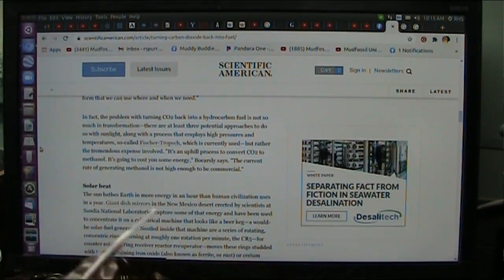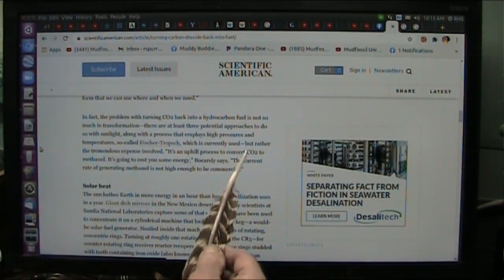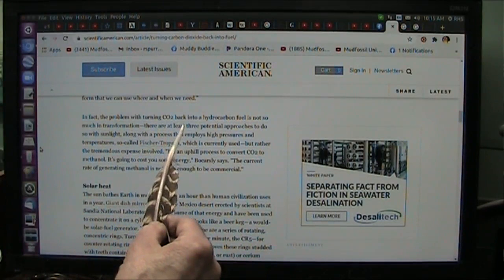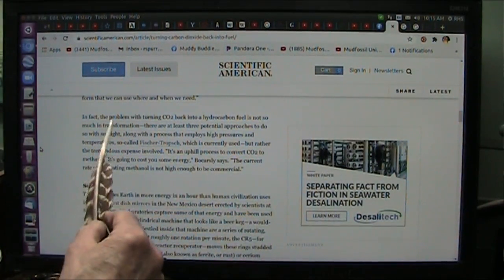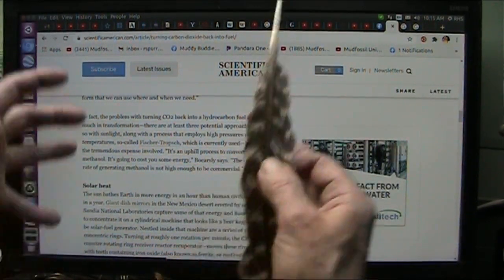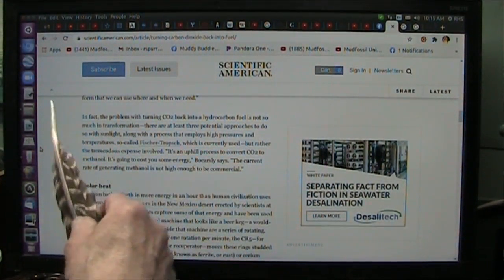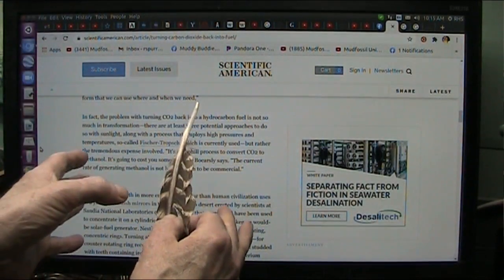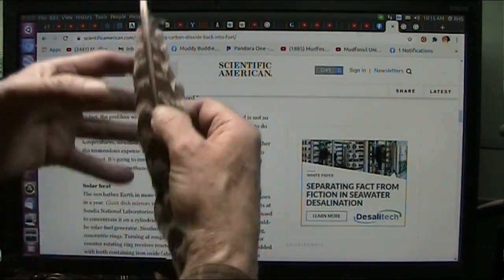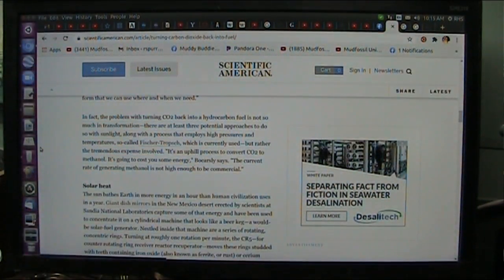Now you see right here. It's not a big problem turning CO2 back into hydrocarbon. It's just extremely expensive because they don't understand electron flood theory and the Venturi. It's in the transformation. There are at least three potential approaches to do so using sunlight, which is nothing more than electrons, along with a process that employs high pressure, which forces them to crush through like a Venturi, and temperatures. It's all related because the exact same hydrocarbons can be butane or methane or ethanol or all kinds of different combustibles with the exact same number of hydrogens and carbons, depending upon the compression, basically.